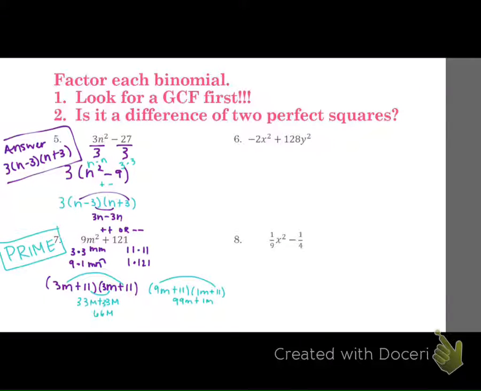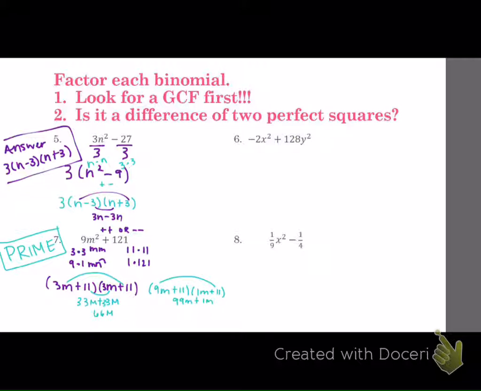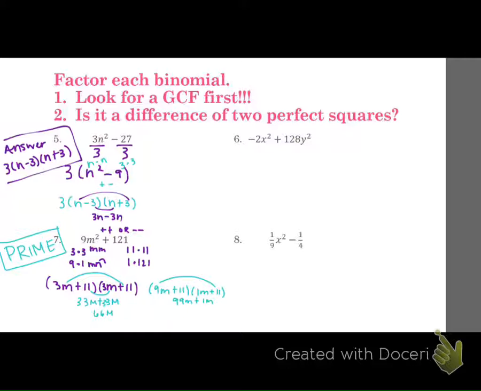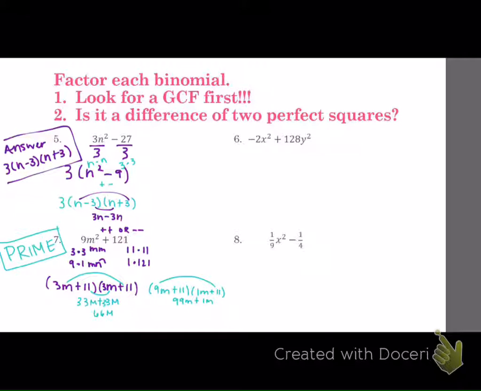This is not a difference. It's perfect squares, but do you guys see that this is not a difference? Is there any way to get it to cancel out the middle if we don't have one positive, one negative? So we can't do it that way. So that one is prime.